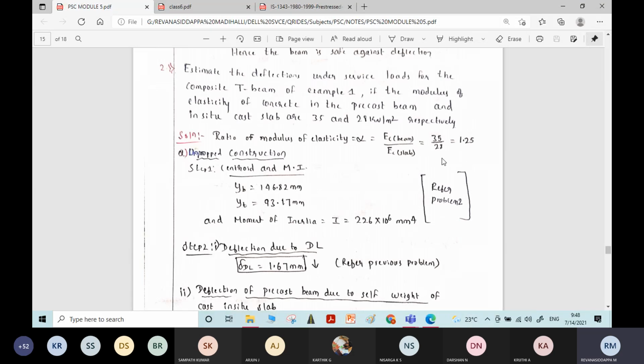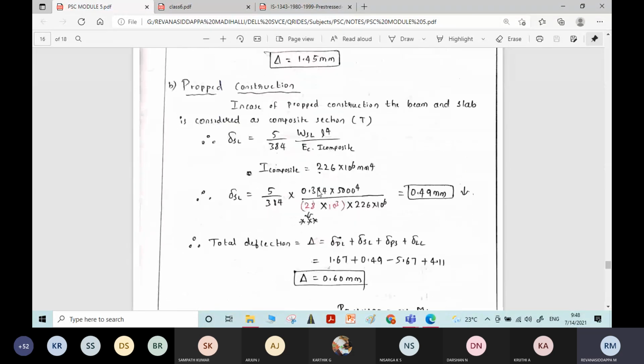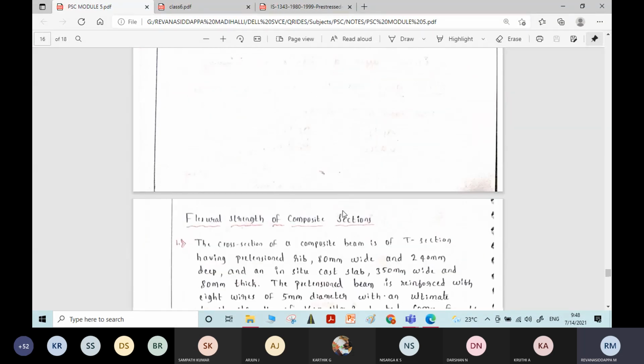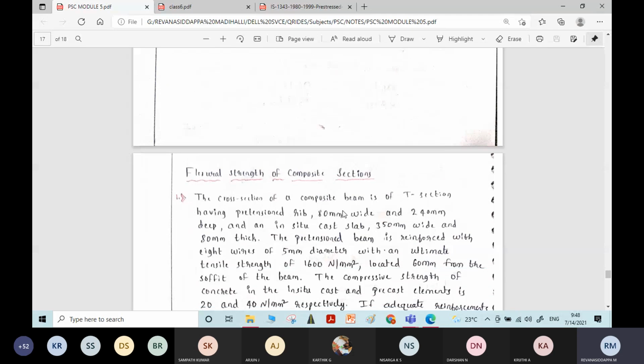I think I have already shared these notes in MS Teams. I will share them once again through your class representatives. You go through it. If you get any doubts, you ask me anytime.